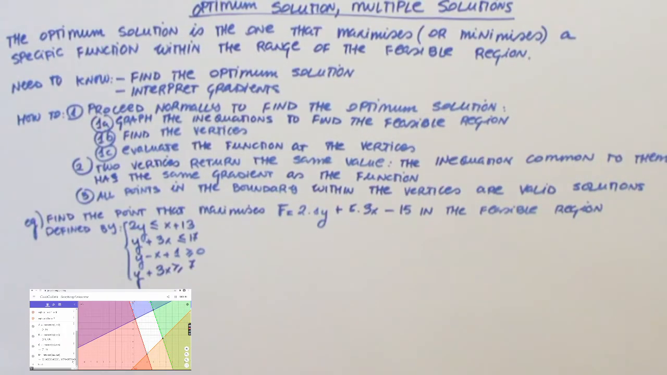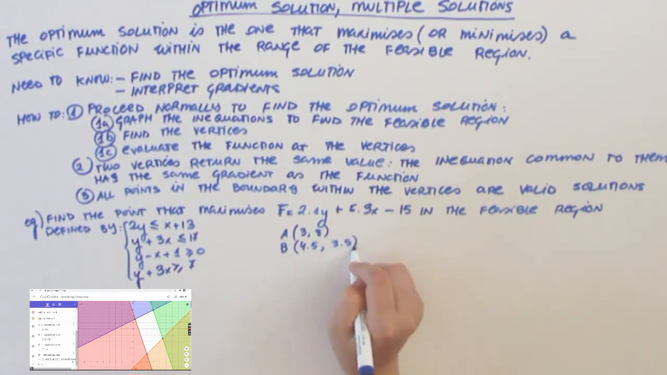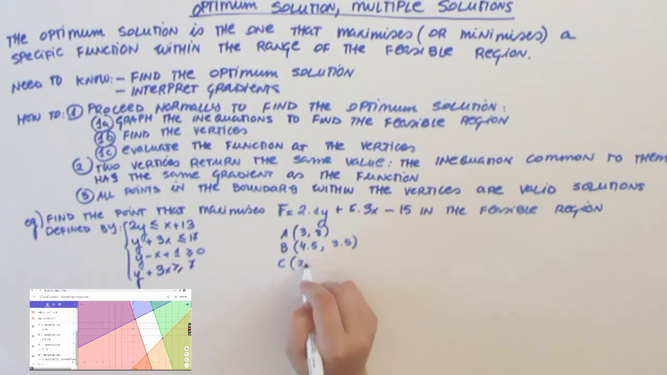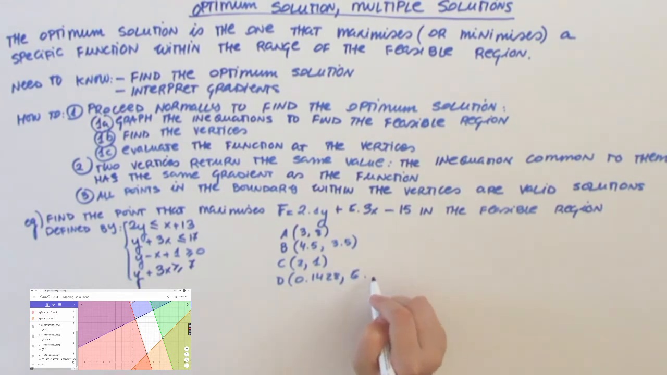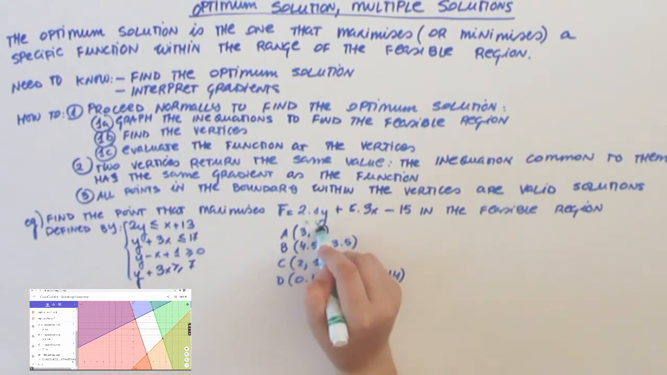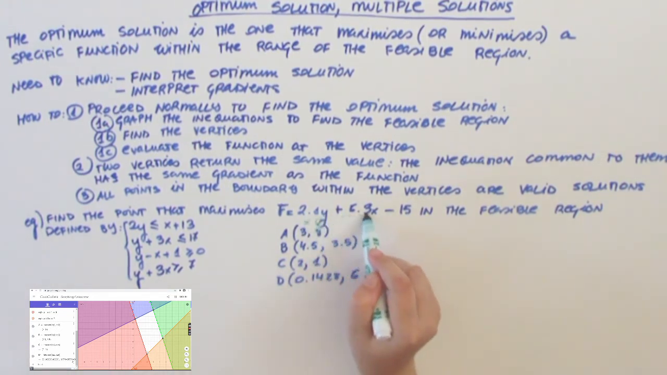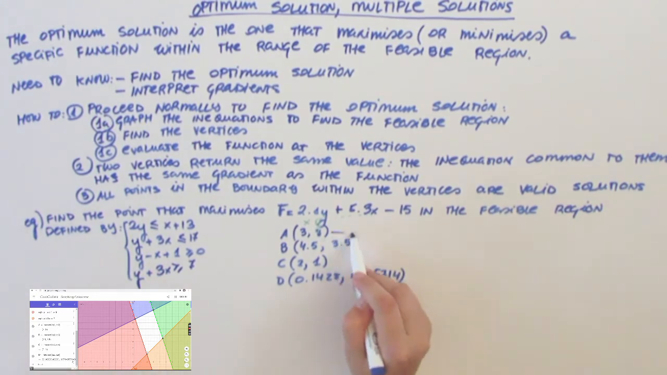Once I've got all these four vertices, A being (3, 8), B (4.5, 3.5), C (2, 1), and D I'm going to round to 4 decimals each. So D is (0.1428, 6.5714).